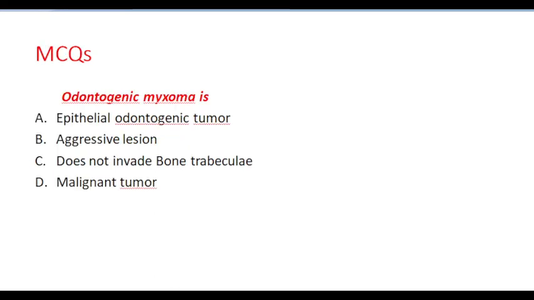Now to conclude, some multiple choice questions. Question number 1, odontogenic myxoma is: option number E is incorrect, it is an ectomesenchymal odontogenic tumor. Option number B is correct, aggressive lesion. Option number C is not correct because it invades bony trabeculae. And option number D again is not correct because it is a benign tumor. So option number B is the correct option. Odontogenic myxoma is an aggressive lesion.